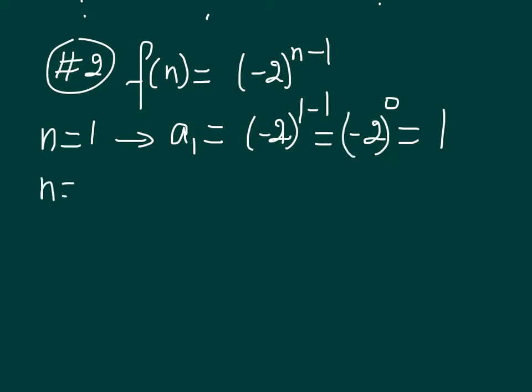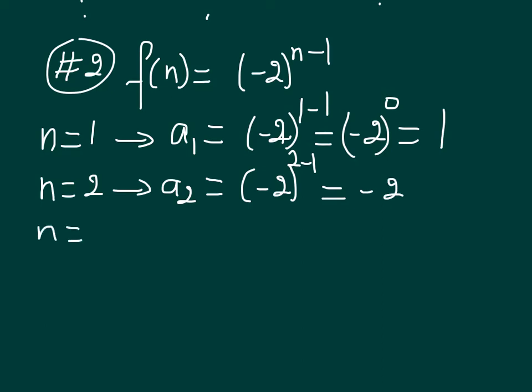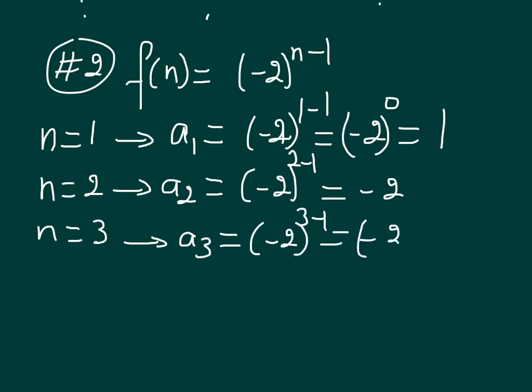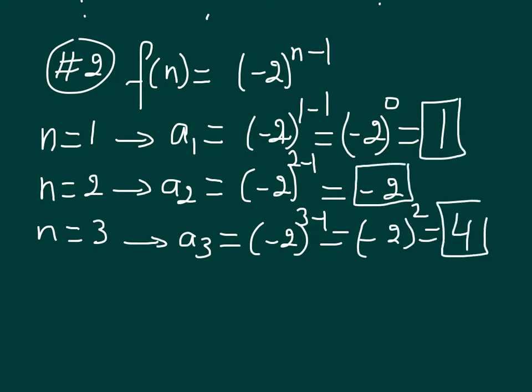Then we're going to let n equal to 2 to get to the second term. And so that will give us negative 2 to the 2 minus 1, which gives us negative 2 to the first. n equal to 3 gives us the third term. It will be negative 2 to the 3 minus 1, which gives us negative 2 squared, which is positive 4. You're going to continue this pattern until you get 7 of them.